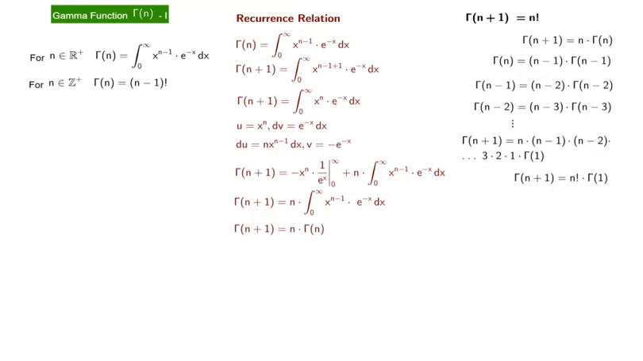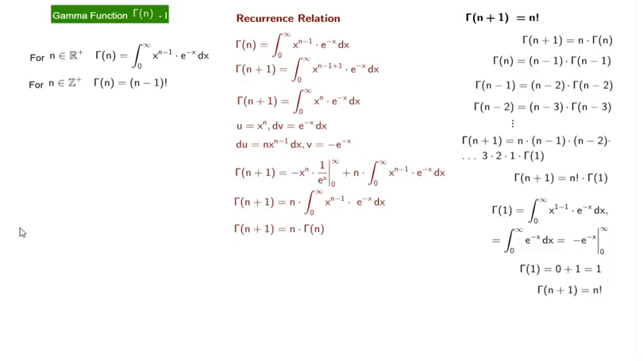So now let's evaluate gamma of 1 using the integral. So gamma of 1 is equal to integral from 0 to infinity of x to the power of 1 minus 1 times e to the power of minus x dx, which is equal to integral from 0 to infinity of, this becomes 1, so e to the power of minus x dx, which is equal to minus e to the power of minus x from 0 to infinity. And evaluating it, we get gamma of 1 is equal to 1. So now that we know gamma of 1 is equal to 1, let's substitute it back. We get gamma of n plus 1 is equal to n factorial.